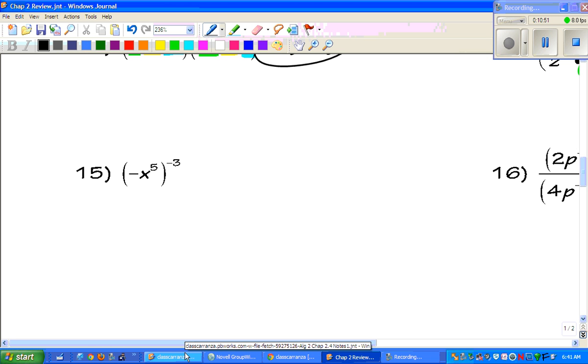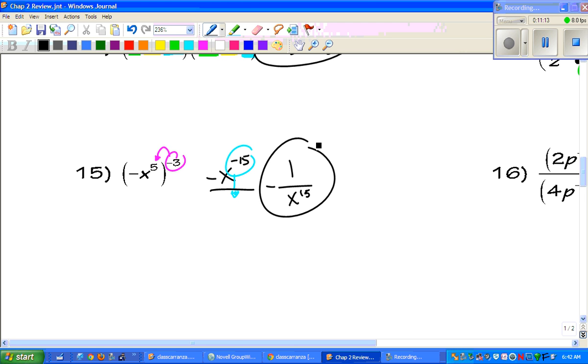Okay. Go ahead and distribute. So you get negative x to the negative 15th power. If your exponent's negative, drop it like it's hot. So x to the 15th, it stays negative, and you got to put a 1 on the top.